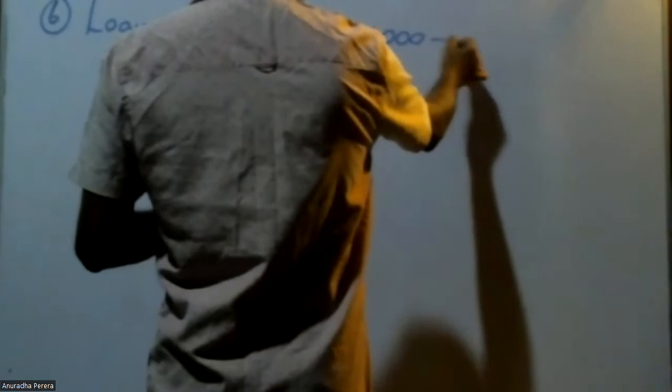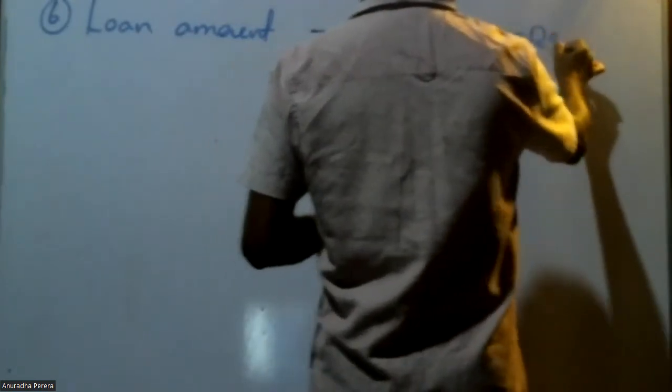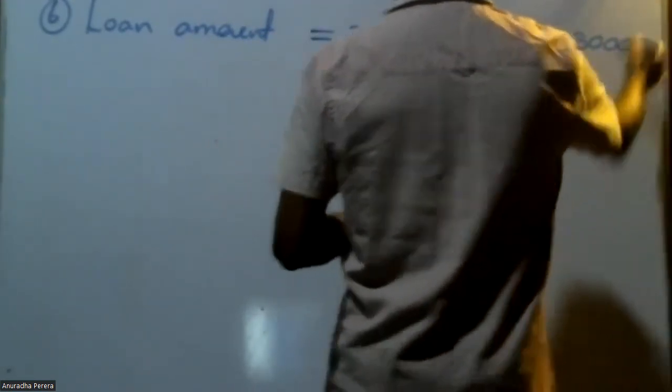First, determine loan amount. To find it, subtract the down payment from the marked price. 36,000 minus 6,000. 30,000.